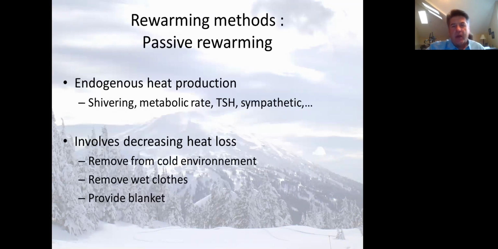Rewarming methods, passive rewarming. We talked about the process where the body tries shivering. The metabolic rate goes up, your body starts to increase its thyroid production, and your body will try and do that on its own. But remember, we said below 30 degrees centigrade, the shivering will stop. Now you want to do things that will involve the decreasing of heat loss. So remove them from the cold environment, remove wet clothes, and provide a dry, warm blanket.